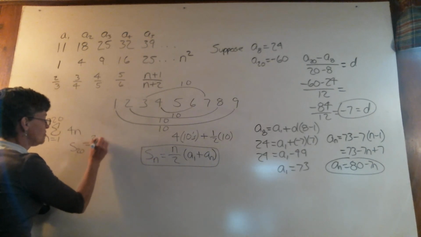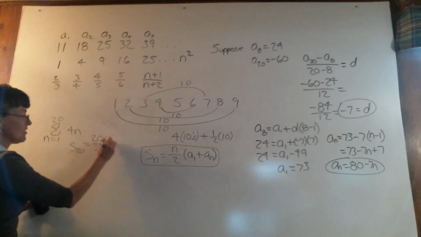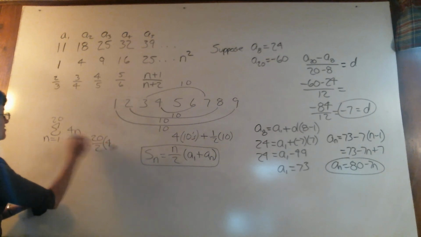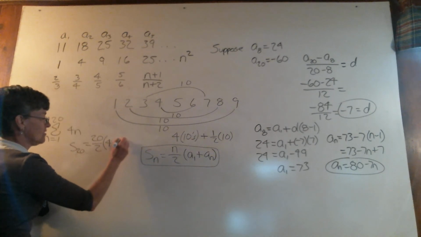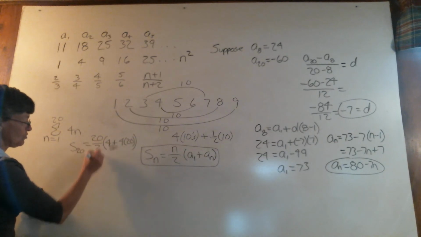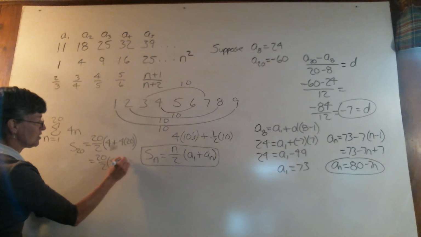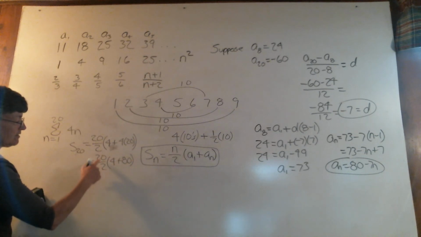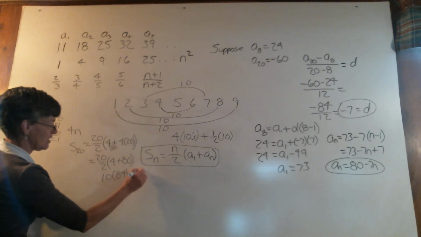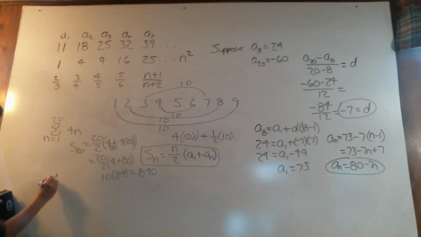So I have 20 over 2. The first term is when n is 1, so that's 4. The last term is when n is 20, and so that's 4 times 20. So I have 20 over 2, and then 4 plus 80, and then that would be 10 times 84, which is 840.